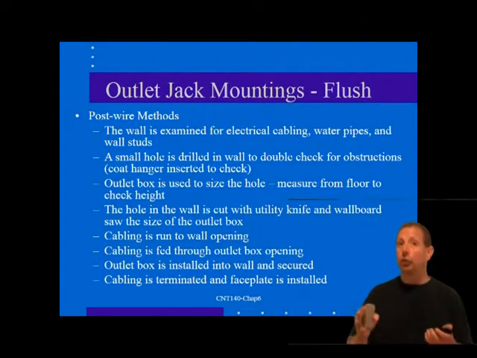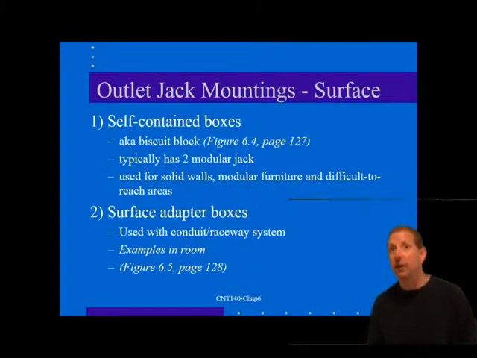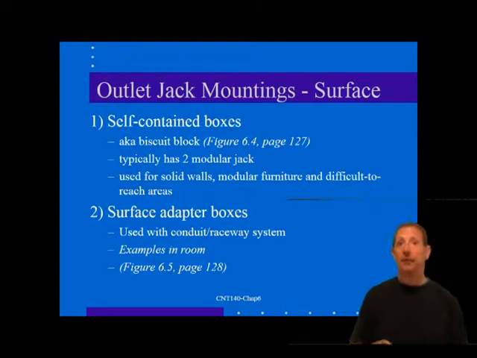Now let's talk about surface mounts. So what do you do when you can't mount the outlet jack inside a hollow wall? Well, you can use an outlet box that is specifically designed for mounting on the surface of a wall. Now these mountings are called surface mount boxes and come in two varieties, self-contained and surface adapter boxes.